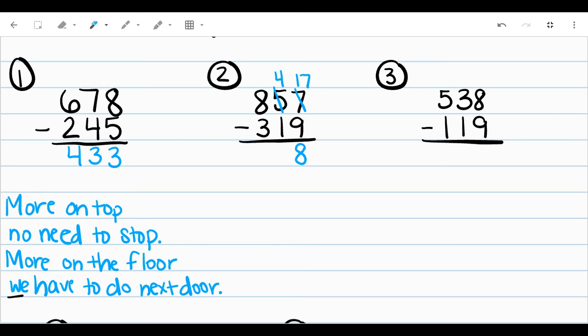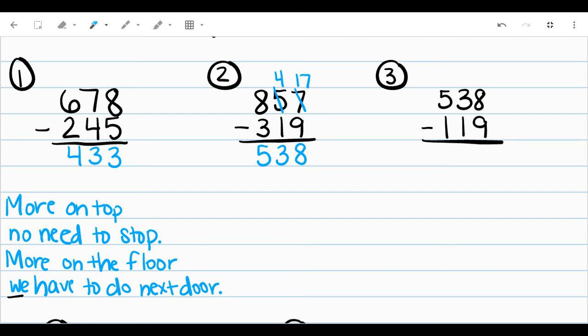Now we're done with our ones, so we can move on to our tens. We have 4 minus 1, which gives us 3. Then we move on to our hundreds. We have 8 minus 3, which equals 5. So my difference here is 538. That's where we had to borrow or regroup from our tens so that we had more ones.